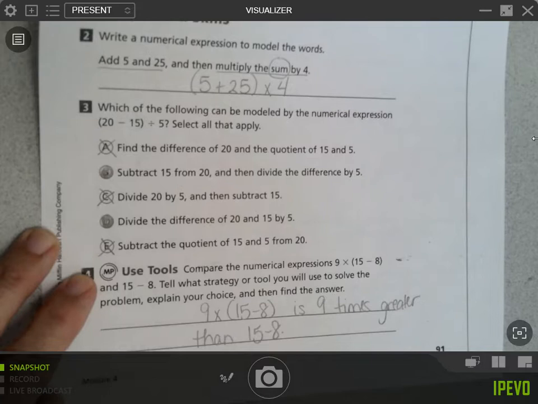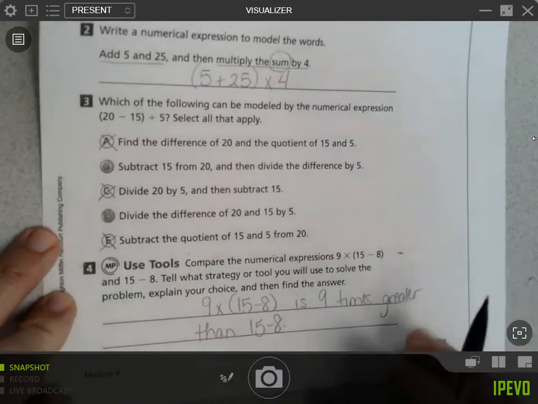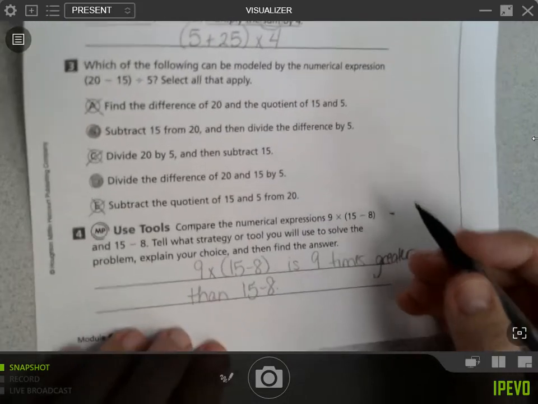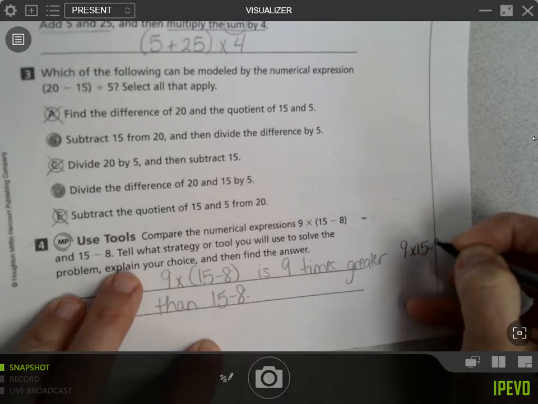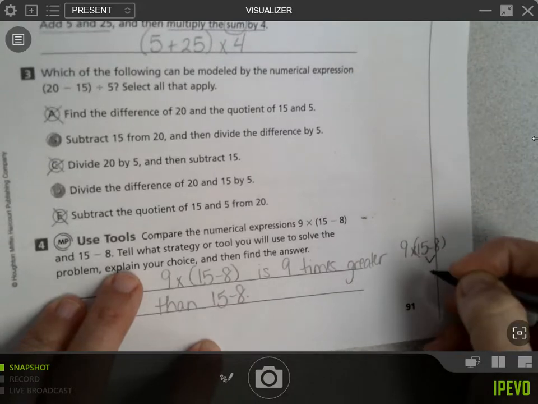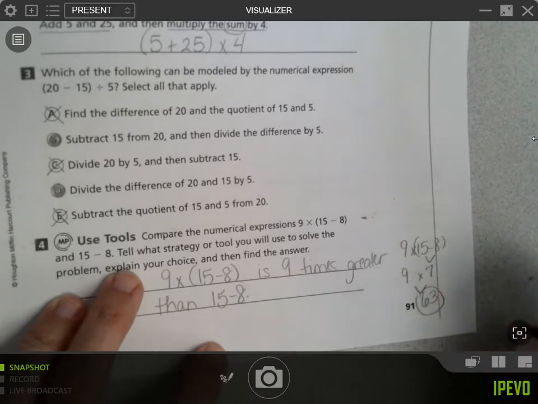So what strategies or tools could we use? Well, we talked about using repeated addition or subtraction. We talked about using the distributive property. We talked about just following order of operations. So there are a variety of ways to solve. Looking at this, knowing what I know about order of operations, I would do 9 times 15 minus 8. I would subtract and get 7, and then multiply and get 63.